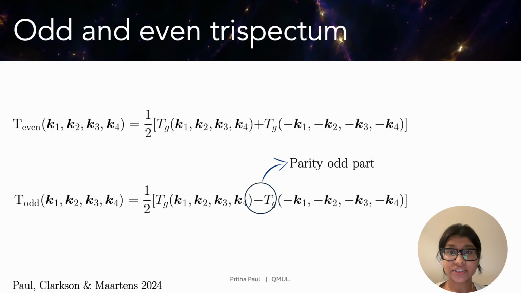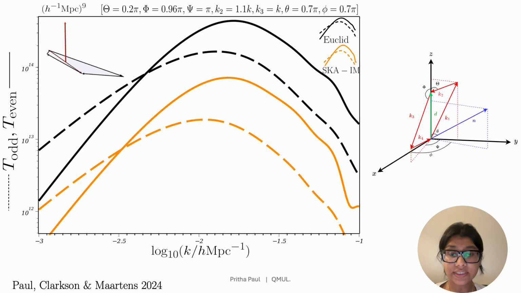Taking these functions T-even and T-odd, we now plot them. On the x-axis here is the wave number k. On the y-axis you have the T-odd and T-even. The odd is represented by the dashed line, while the even trispectrum is represented by the solid line. They are for two geometries. One is Euclid, which is the black lines, and the other one is an SKA-like intensity mapping survey, which is the orange lines. The geometry is shown on the quadrilateral on the plot.